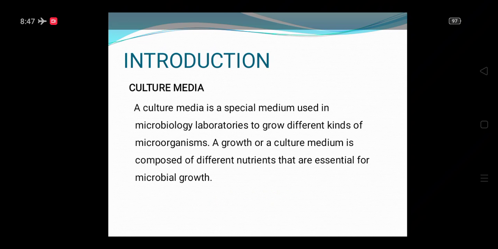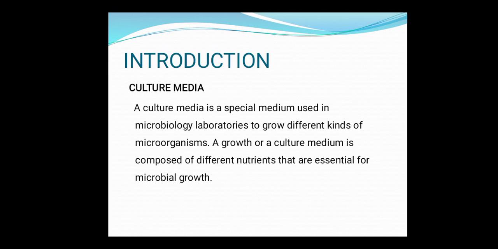So firstly, what is cultured media? Basically, culture is to maintain the growth and media is a nutritive substance or surface for the cultivation of organism. So a cultured media is a special medium which is used in microbiology laboratories to grow different kinds of microorganisms, and this is an artificial medium, so it needs different nutritional components which are required for their growth.